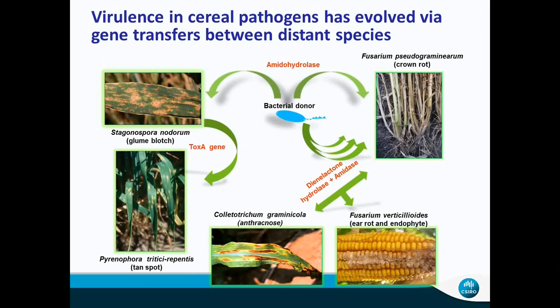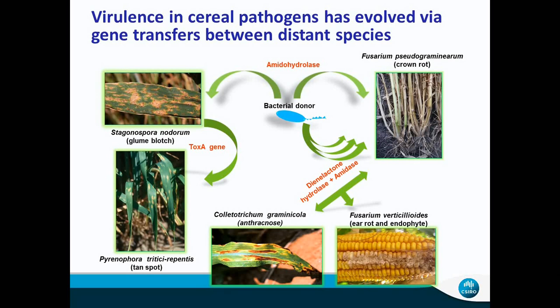That is our model at the moment. So this amidohydrolase is probably from an unknown bacterial donor moved to Fusarium pseudograminearum, but also Stagonospora nodorum. There are other examples of such gene exchanges between fungal organisms, like this toxin gene from Stagonospora nodorum moved to Pyrenophora tritici-repentis, causing tan spot quite recently.